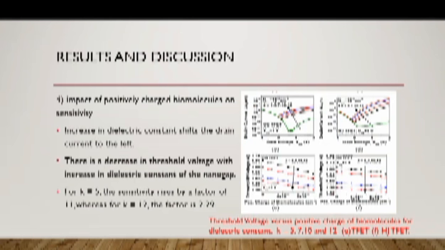The fourth result is about the impact of positively charged biomolecules on sensitivity. Here, with the increase in dielectric constant, the minimum value of drain current shifts to the left, thus verifying the increase in effective capacitance of the nanogap. This corresponds to a decrease in threshold voltage with increase in dielectric constant of the nanogap. The presence of positively charged biomolecules causes reduction in tunnel width. Therefore, the threshold voltage reduces. For k equal to 5, the sensitivity rises by a factor of 11, whereas for k equal to 12, the factor is 2.29.